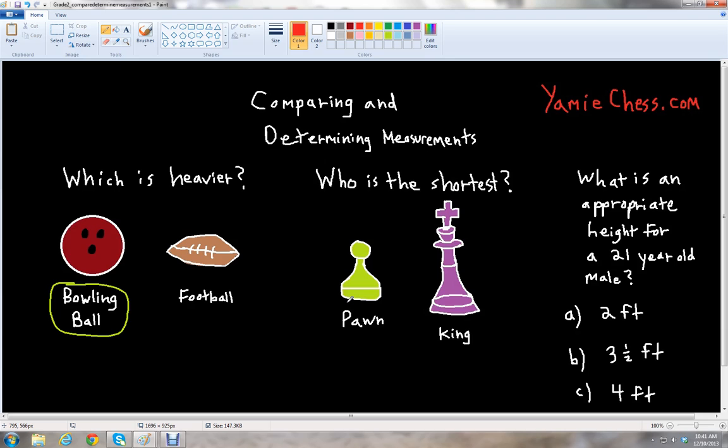So we could just draw a line from the bottom to the top of the object just to give us a feel of how high, or how tall, each of these chess pieces are. The pawn would be this height, and then the king would be way up here. It's definitely taller than the pawn. So the piece that is the shortest would be the pawn.